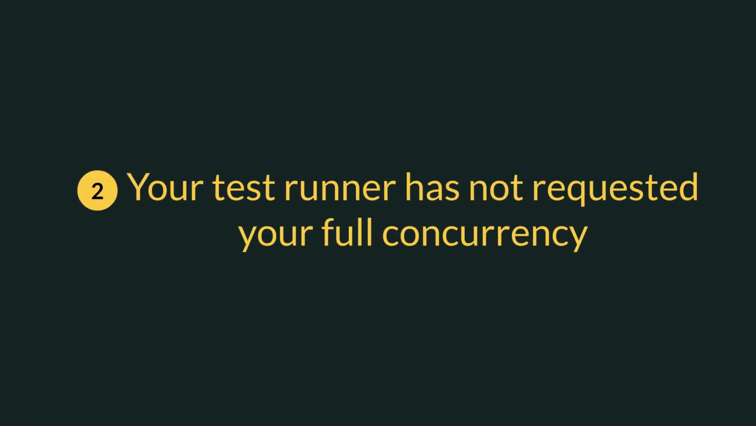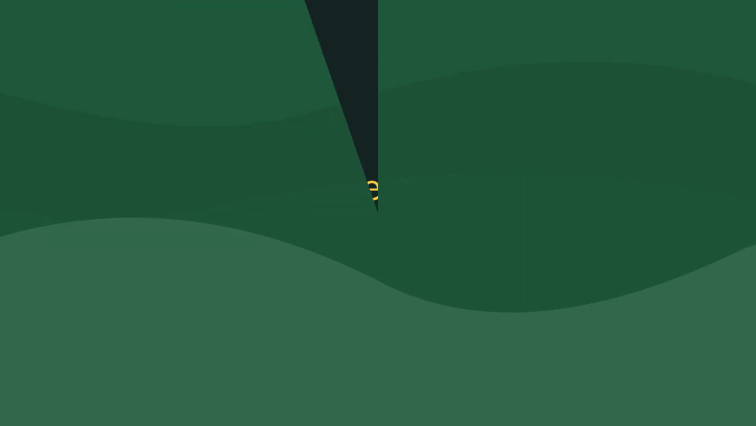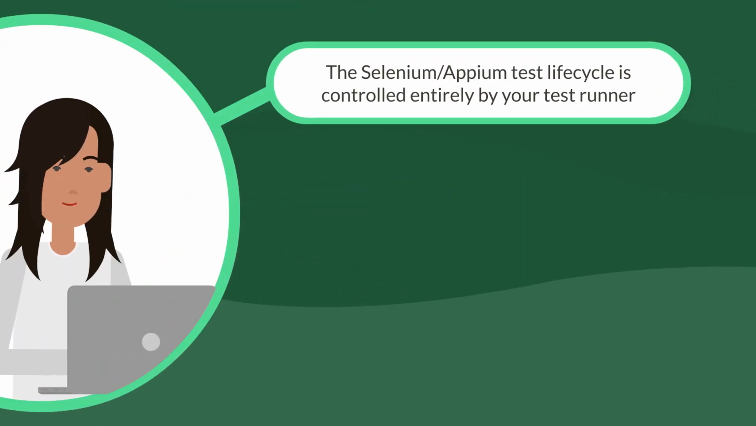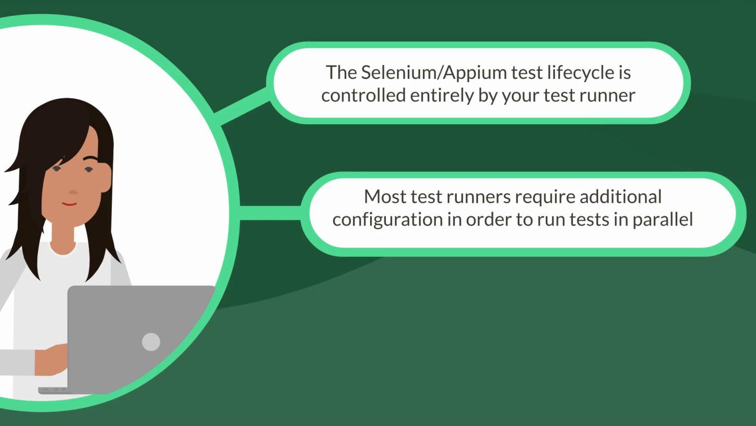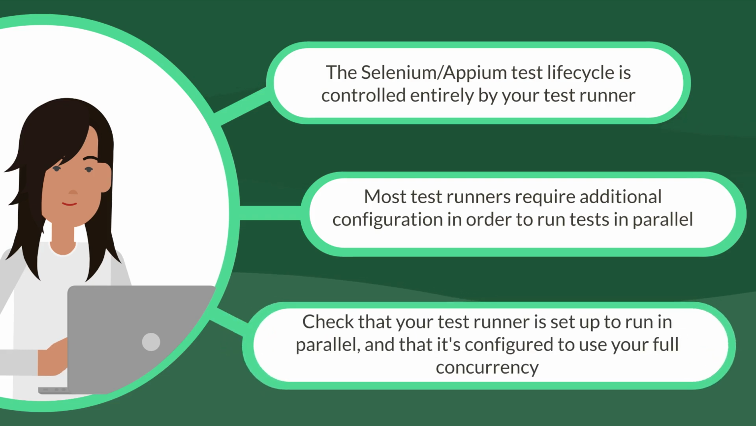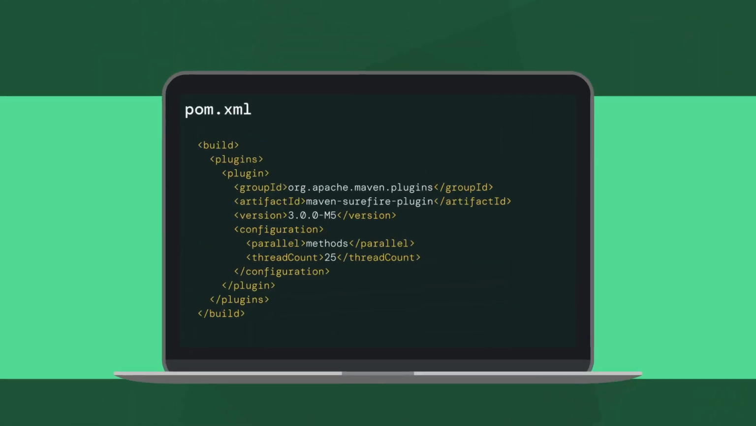Another big reason that concurrency is lower than expected could be because your test runner has not requested your full concurrency. The Selenium Appium test lifecycle is controlled entirely by your test runner, so it's really important that you're specifying the number of threads and tests that you want to run in parallel in your test configurator. If you're not seeing the correct number of tests run, check that your test runner is set up to run in parallel and that it's configured to use your full concurrency. Let's take a closer look.